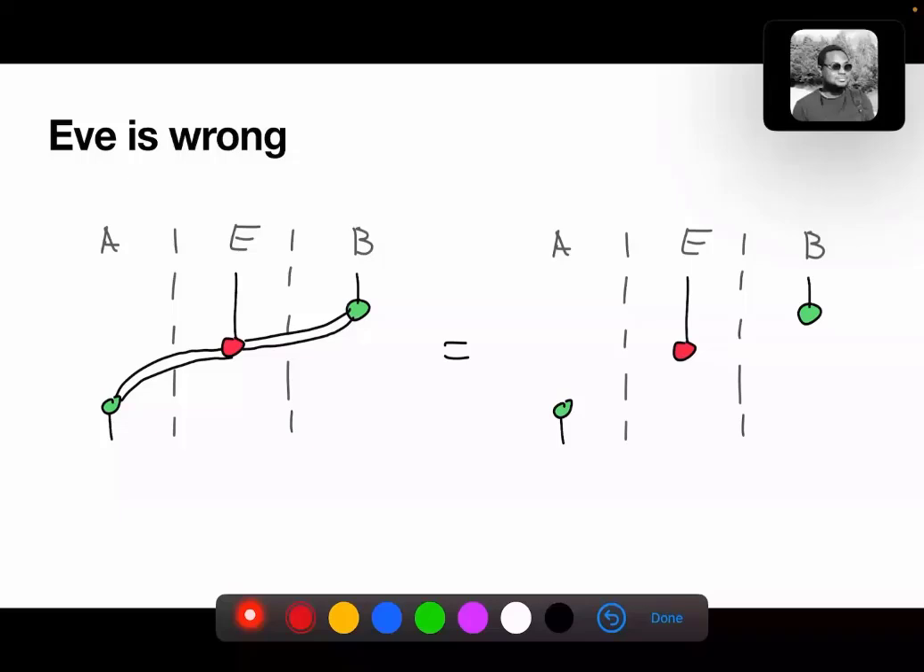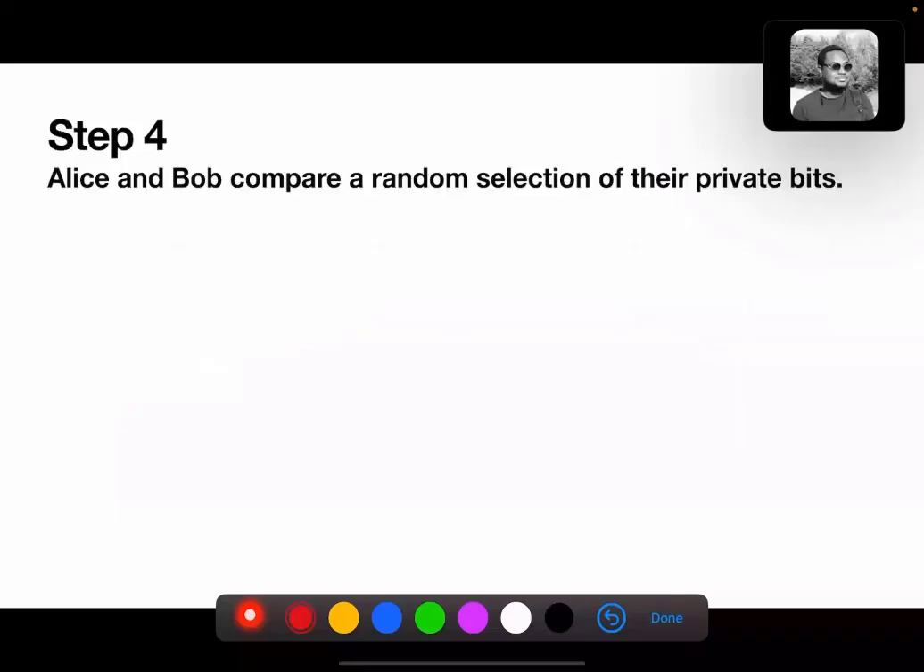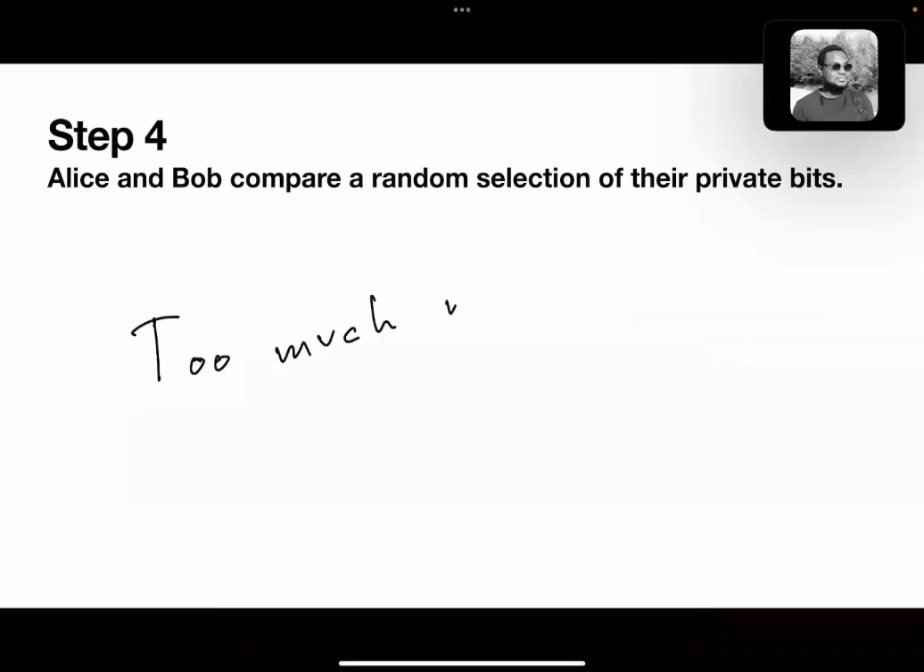So if Eve was eavesdropping, but Alice and Bob were communicating with the same basis state, they should get the same bit, but Bob now has a probability that he gets something random out of it. So this is not necessarily going to match with what Alice tried to send Bob.